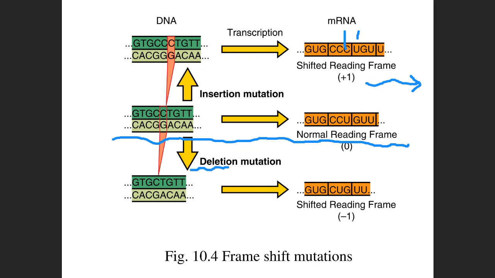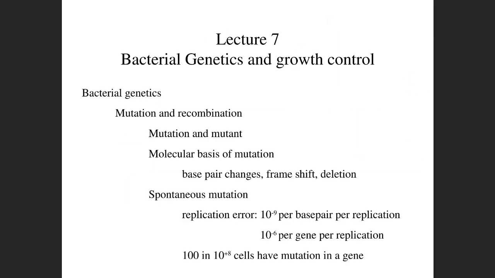You can also have a deletion of one base pair, and that has a similarly devastating consequence. You see, it's from CCU to CUG. And so from this point forward, every amino acid is wrong. Okay, so the entire protein is completely wrong, and you would not have a functional protein. All right, and so that's the molecular basis. And so we talked about base pair changes, frameshift and deletion.